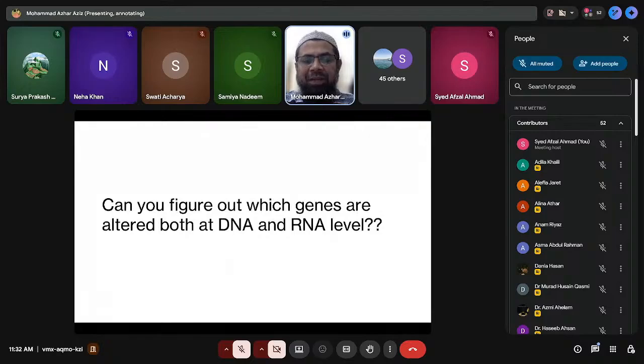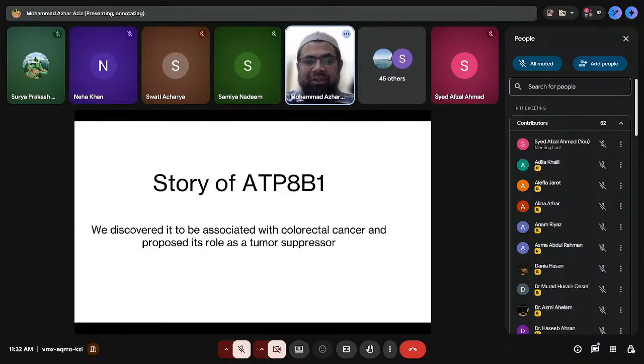So it's ADP8B1, and there are MUC4 and ADAM12. These are all the genes that were found to be altered at DNA as well as RNA level. That's why I'll tell you the story about ADP8B1, which was a very probable molecule, because we also know that this is the molecule that is found on the surface of the cell. The cell surface proteins are also very good drug targets.